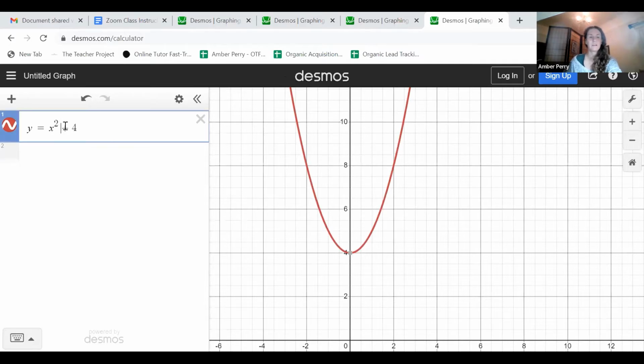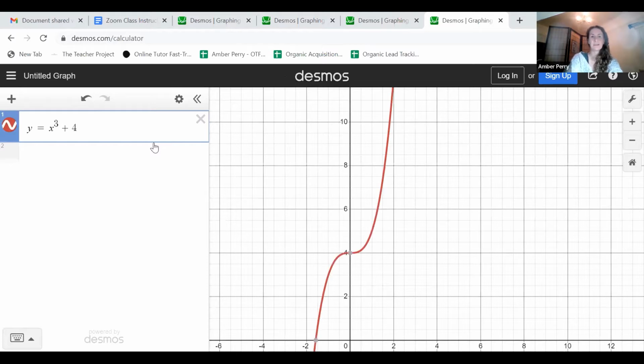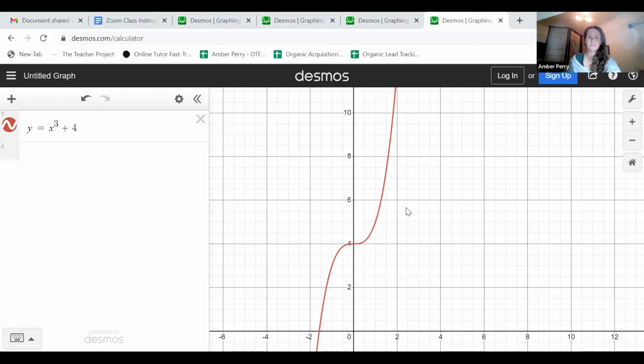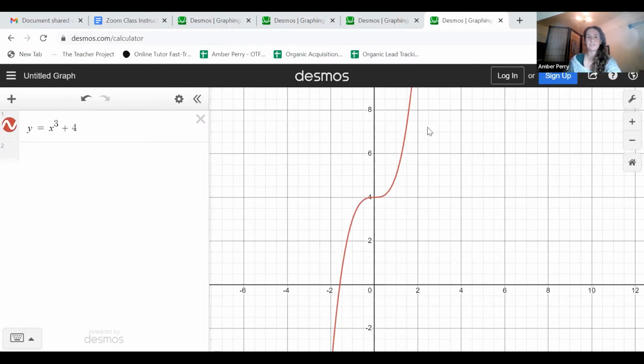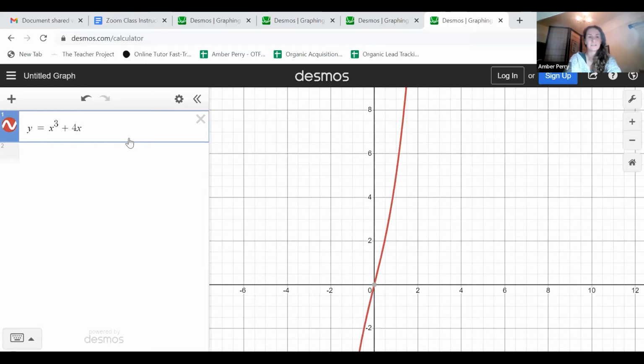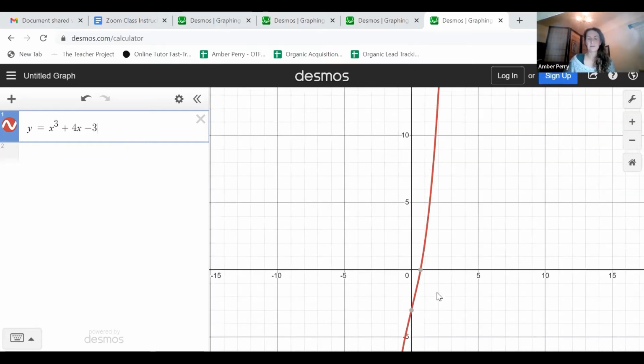Okay. What happens if, instead of y equals x squared, I make it y equals x cubed? So y equals x cubed +4 keeps going through the y-axis at 4, but now it's got that cubic shape. What about if I change it to y equals x cubed plus 4x minus 3? You can see it's really stretched out and it's now going through at -3.